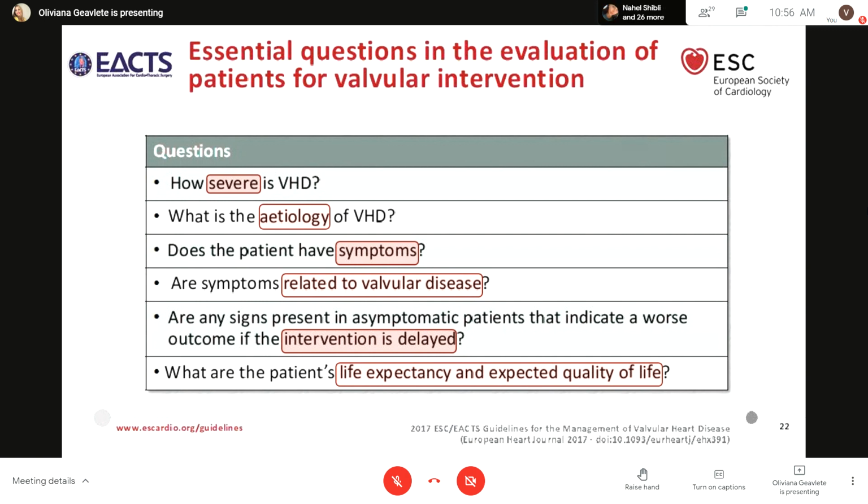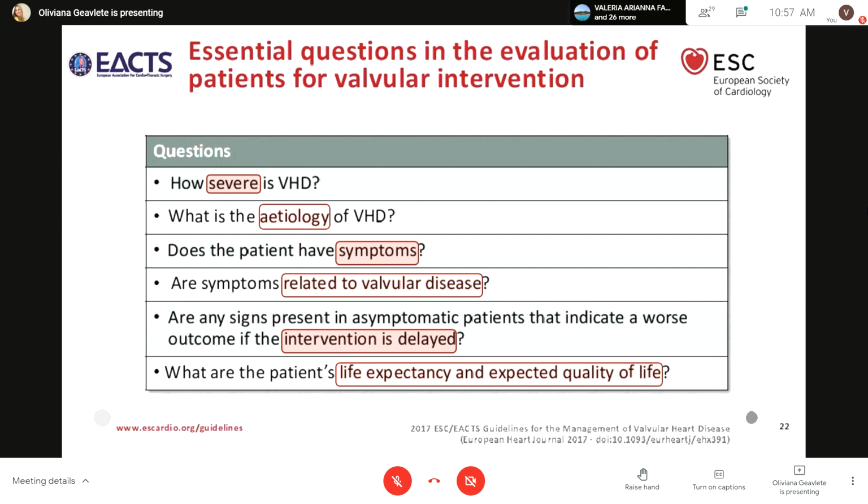Rheumatic, degenerative, it could be something else, or maybe endocarditis, we will see. Does the patient have symptoms? We have to establish this. And are the symptoms related to the valvular disease? Are any signs present in asymptomatic patients that indicate a worse outcome if the intervention is delayed? This is not the case in our case discussed here.